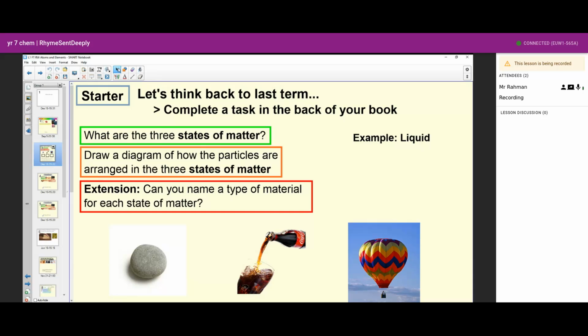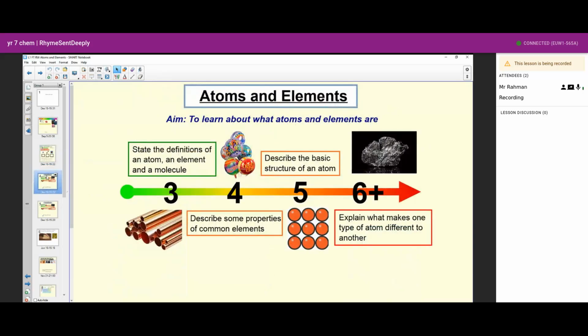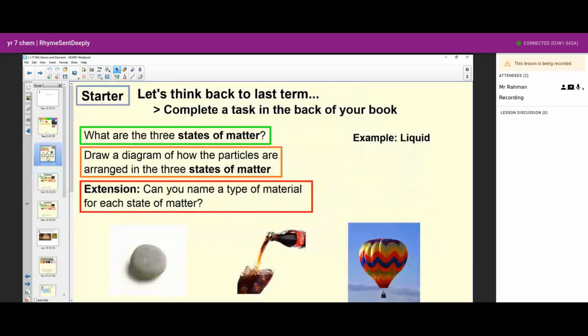We're going to do a revision lesson on atoms and elements. In this clip, you're going to learn what atoms and elements are. As a starter task, do you know what the three states of matter are? For example, one of the states is liquid. Can you think of the other two? Well done if you said solid and gases.